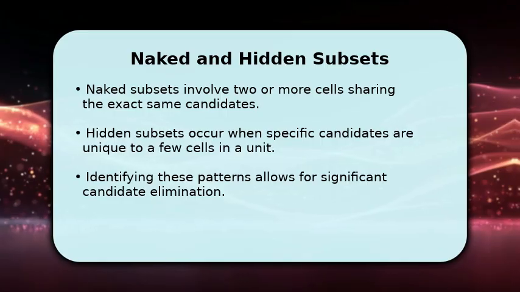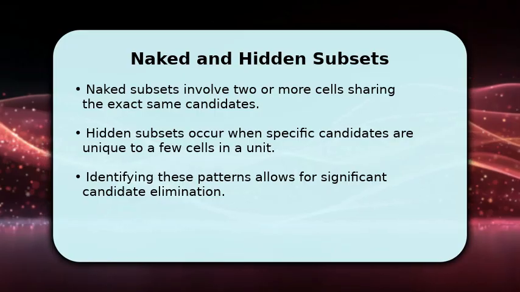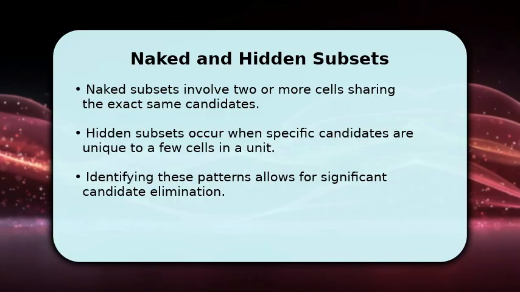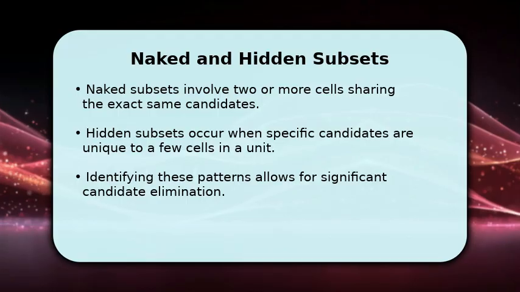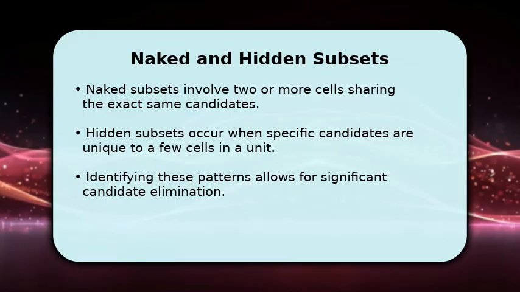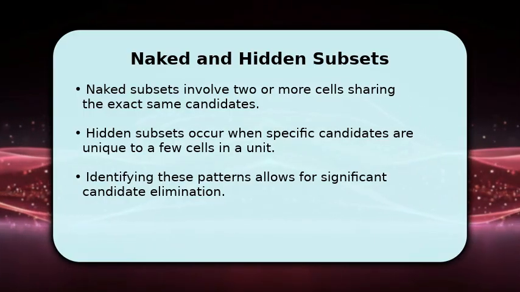A naked pair, for instance, means 2 cells in a unit share only 2 candidates, say 1 and 2, eliminating 1 and 2 from other cells in that unit. Hidden subsets are trickier. A hidden triple might mean 3 cells in a unit are the only places a specific set of 3 candidates can go. Mastering these will significantly reduce your candidate options.